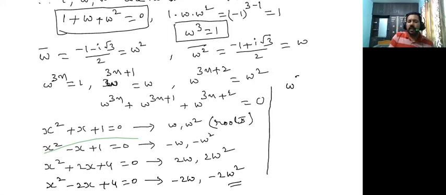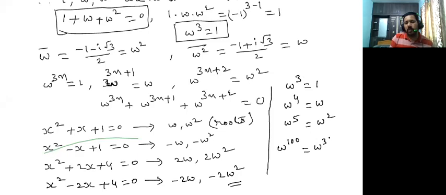What is omega cube value? 1. What is omega power 4? That is omega. Omega power 5, that is omega square. What is omega power 100? So you can write like this, omega cube whole power 33. 3 into 33, that is 99. One more omega is there. So omega cube value is 1, 1 power 33 is 1, 1 into omega is omega. Now find out yourself: omega power 2020, what will you get? Tell me.